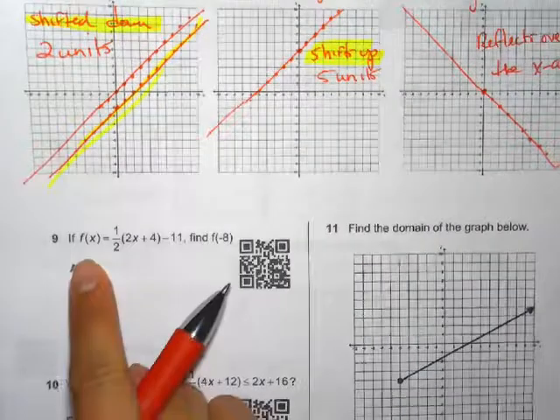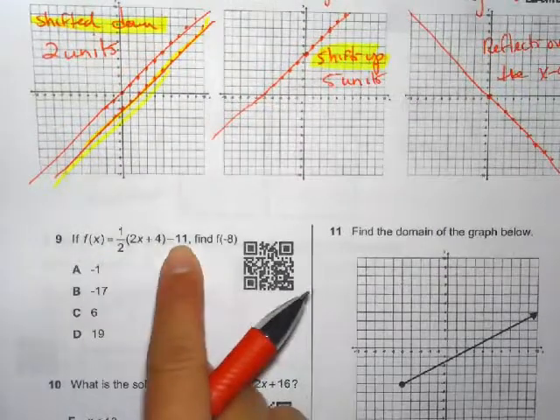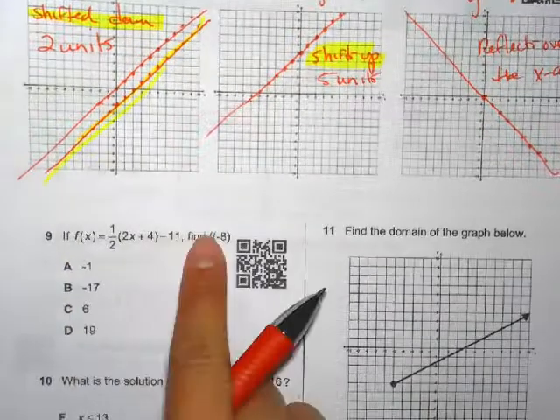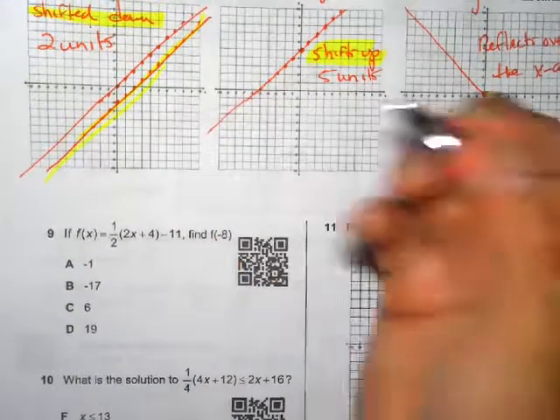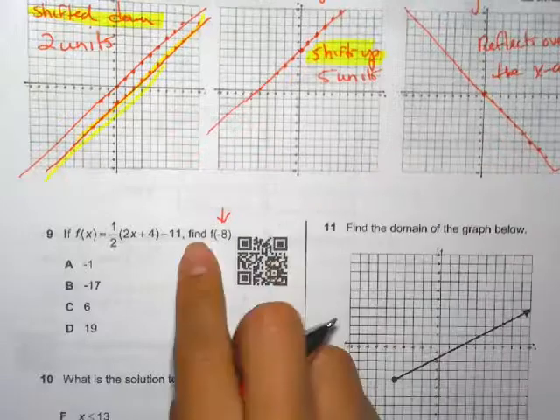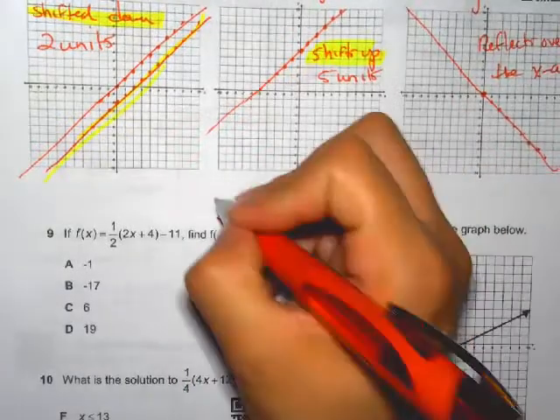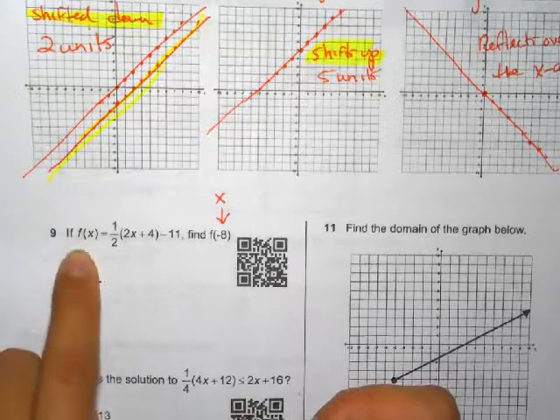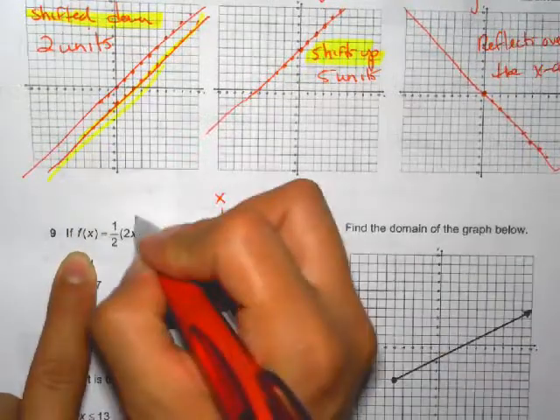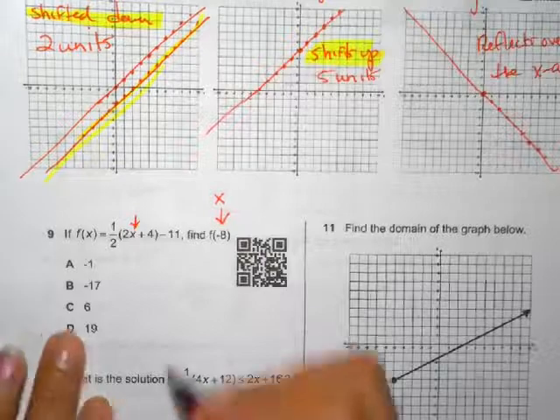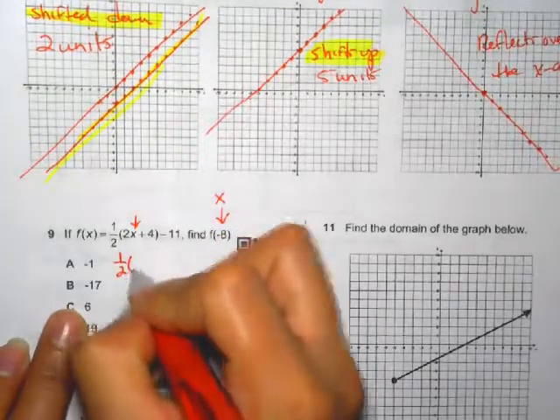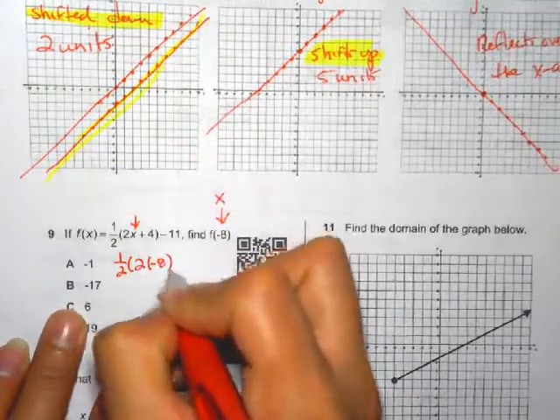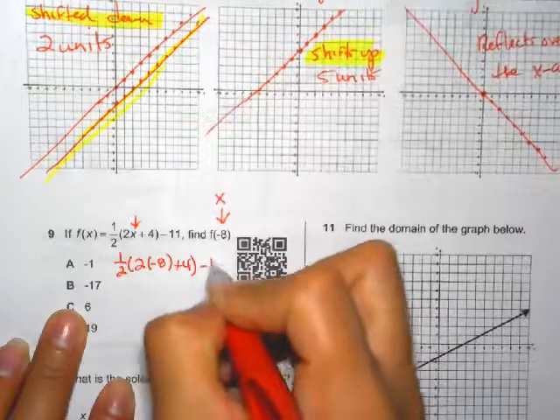On number 9, it gives you an equation in function notation and it says find f of negative 8. If they're giving you this number inside the parentheses, very good, they're giving you the x. So don't worry about this f of x. This is kind of like your label. Worry about this x. This is where you substitute it in. 1/2 times 2 times negative 8 plus 4, minus 11.